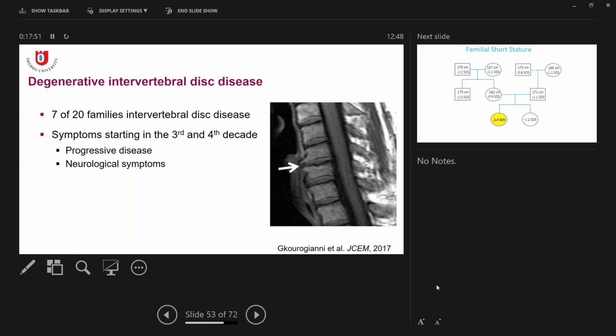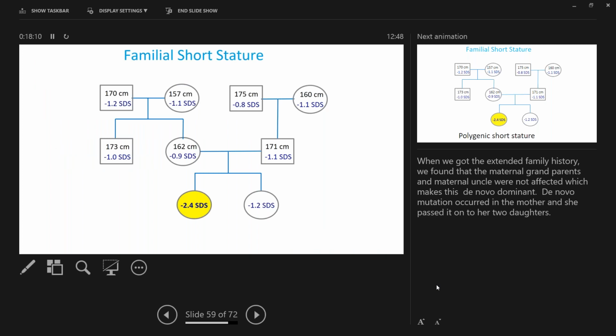So that's an example of an extracellular matrix disorder that can show up as idiopathic short stature in your clinic. But this was, of course, an autosomal dominant form of short stature. Most of the patients we see in our family, though, do not look like that.